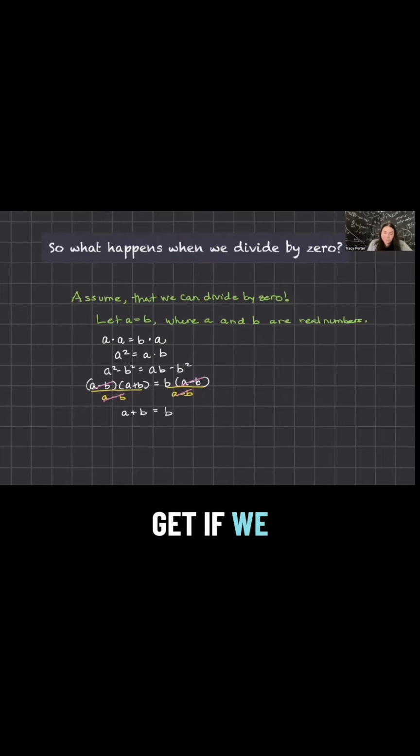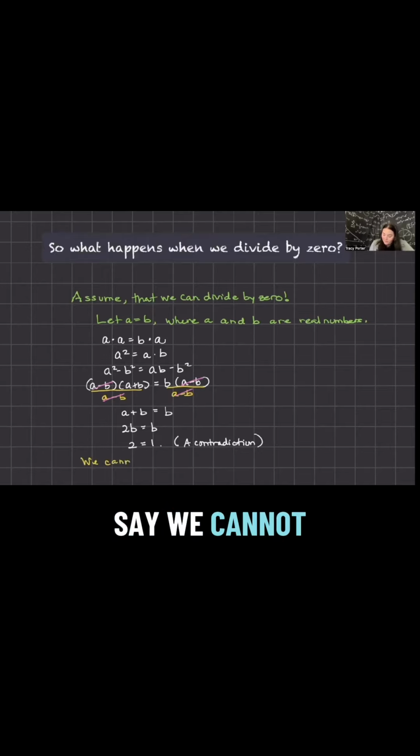And then if we substitute B in for A, you're going to get B plus B, which is 2B, equal to B, which means that 2 equals 1. And here's your contradiction. And so therefore, now you can say we cannot divide by zero.